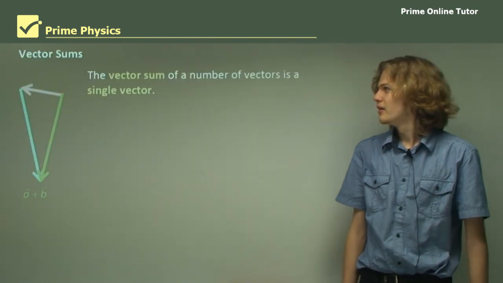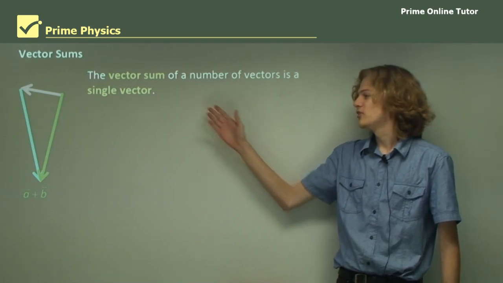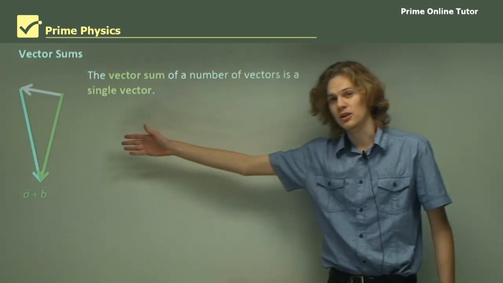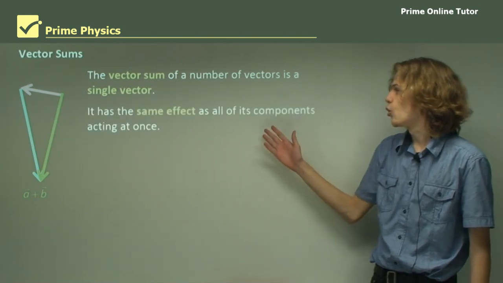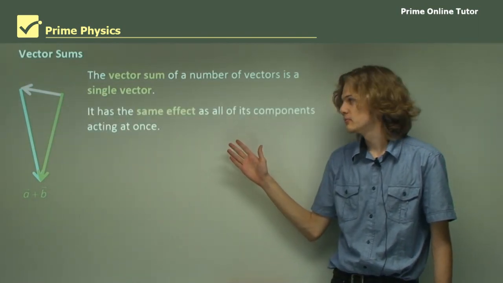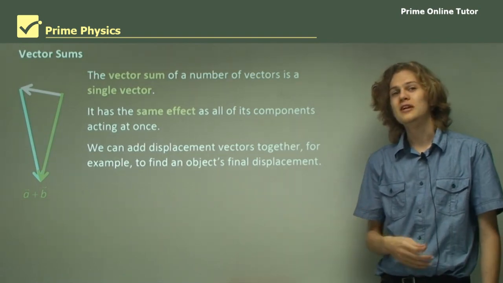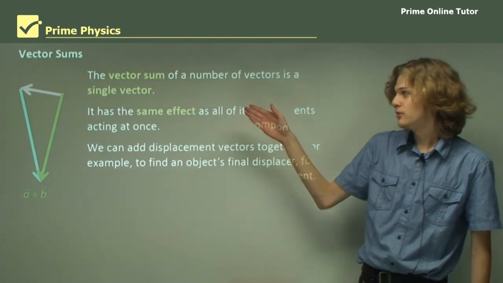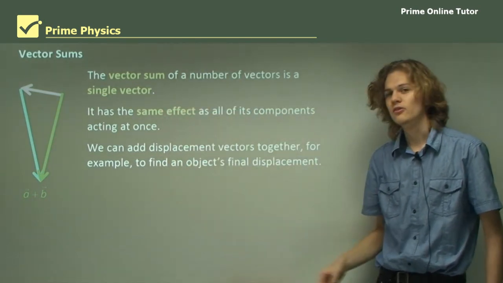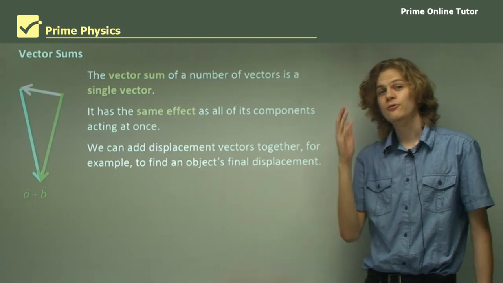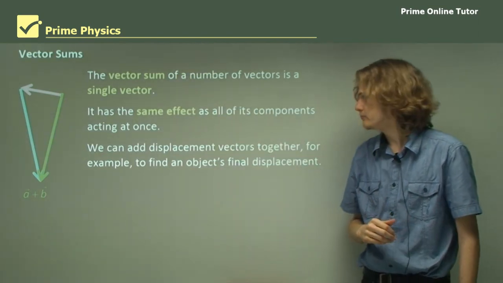So, let's just review vector sums for a bit. The vector sum of a number of vectors is a single vector, a plus b, the resultant vector. So, it has the same effect as all of its components acting at once. If we add displacement vectors together, for example, we can find an object's final displacement. So if this pink vector is displacement to the left and the blue vector is displacement down, the green vector, the resultant vector, is our final displacement after we've traveled through both of the other vectors.